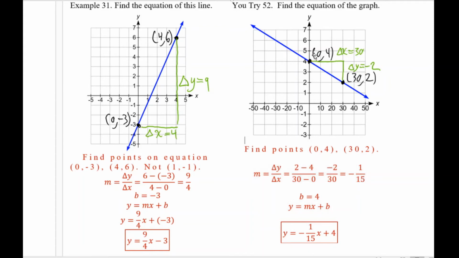This 0, 4 tells me that b needs to be the number 4, and I'd now replace those numbers into the equation, and I result in y equals negative 1 over 15 times x plus 4.